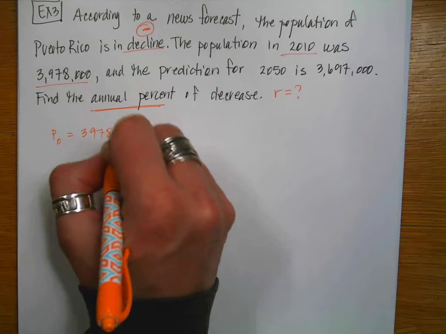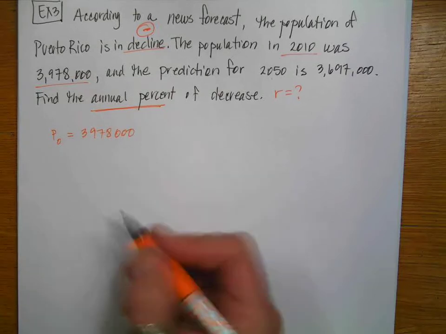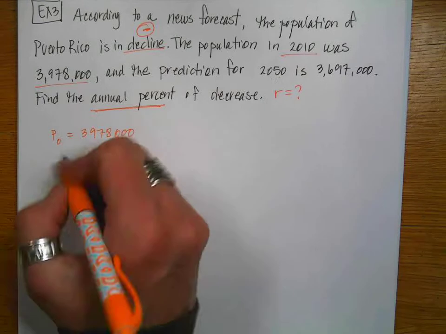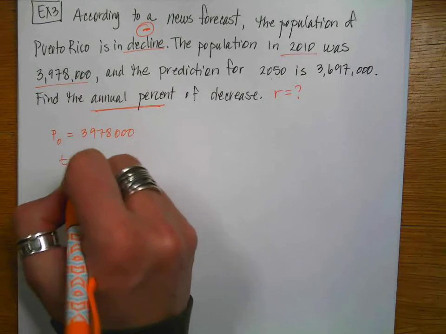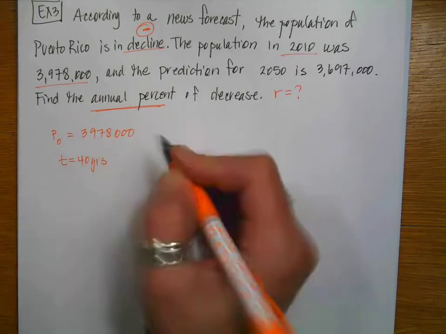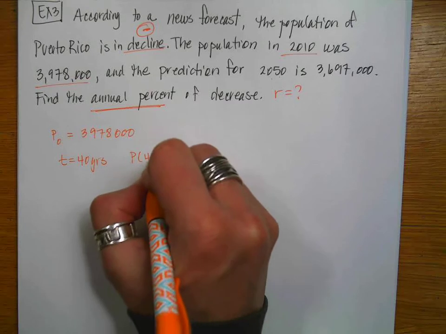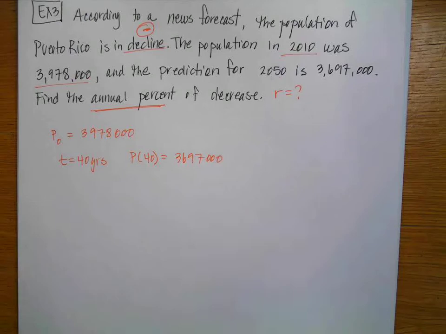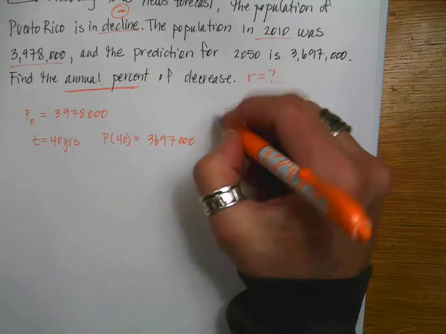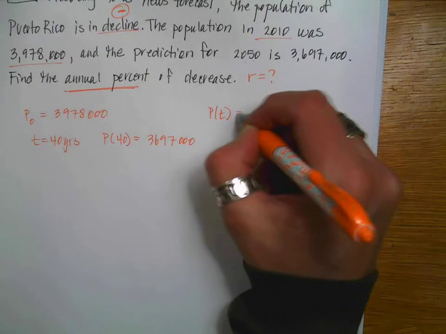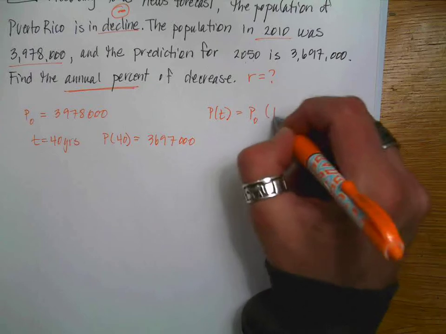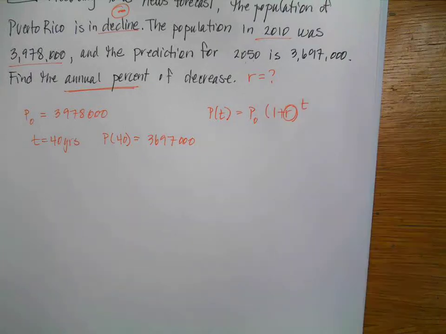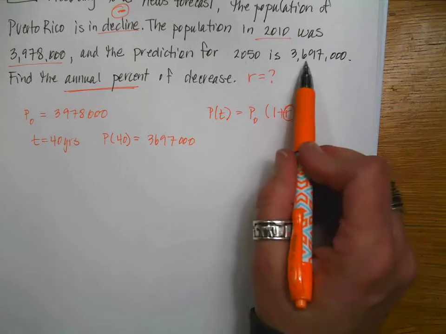I know that my initial population is 3,978,123, and I know that from 2010 to 2050 is 40 years. So my time is going to equal 40 years. And in 40 years, P of 40 is going to equal 3,697,123. So now I'm going to write my equation. P of t is equal to P sub 0 times 1 plus R to the t. And R this time is what we're looking to solve.